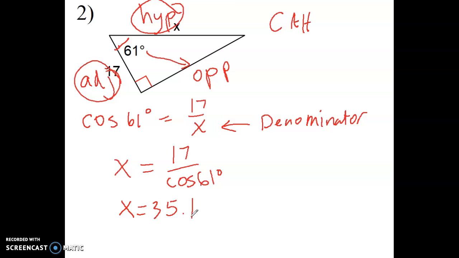I hope this was informative, just a reminder of how we actually solve these. Remember, if the x is in the numerator, it's the denominator times the trig ratio. If x is in the denominator, you have to divide by that trigonometric ratio to solve it.